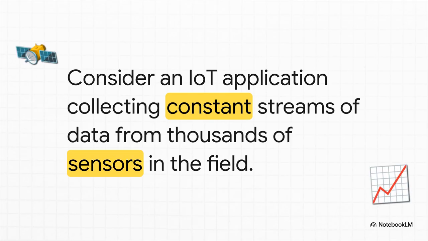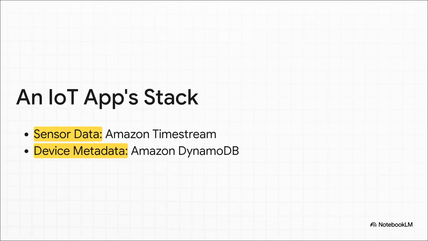All right, let's take another common example. What if you're building an IoT app, pulling in data from thousands of sensors every second? Again, you'd use a mix. For that constant flood of time-stamped sensor data, a time series database like Amazon Timestream is the no-brainer. It's built for exactly that. But what about the information about each device? You know, its ID, its location, its current status. For that, you need super fast lookups, which is a perfect job for a key-value store like Amazon DynamoDB.